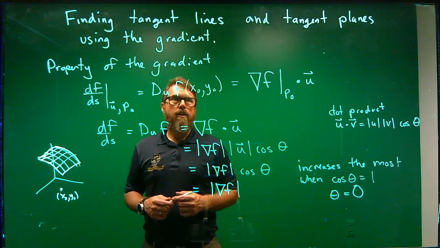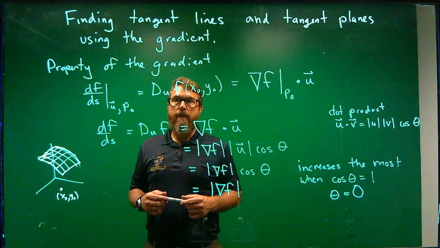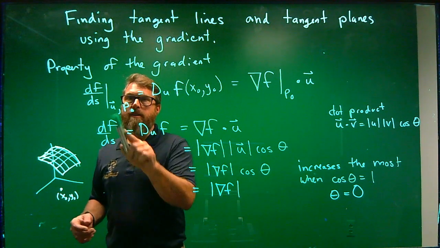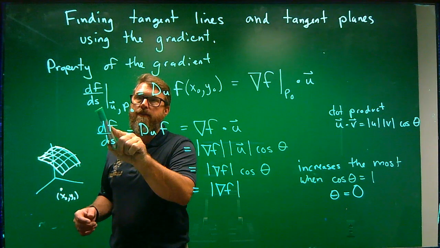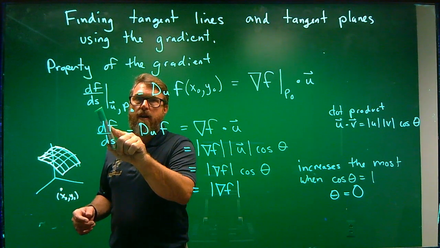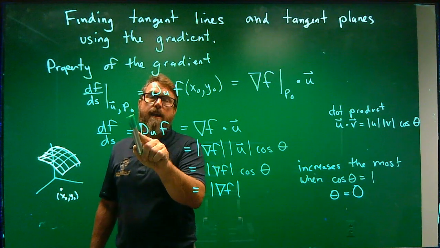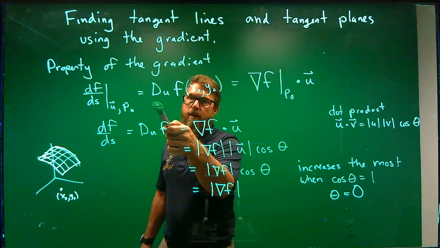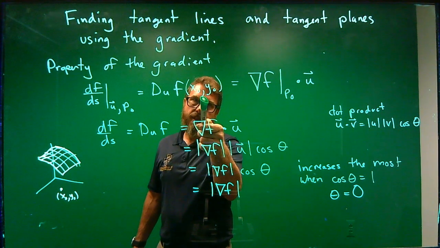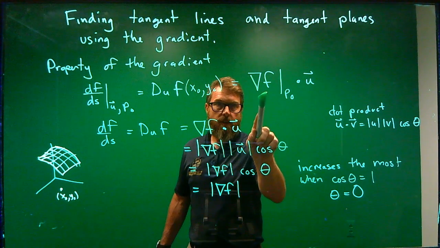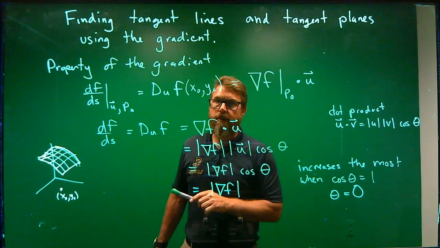So we're going to find tangent lines and tangent planes using the gradient vector. A property of the gradient: remember what the gradient is. The derivative of f with respect to s in the direction of u at p naught, we define to be the directional derivative of f at that point. And we know that this is done by just the gradient vector at p naught dotted with the u vector.